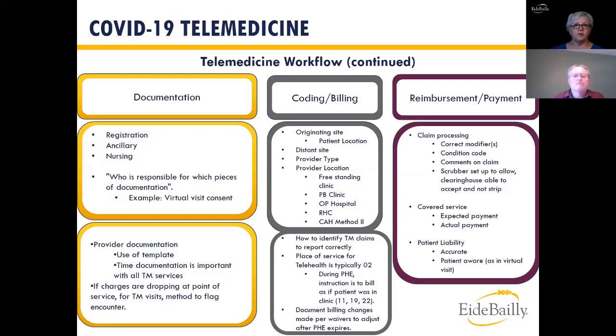And then the reimbursement and payment. The importance of modifiers, condition codes, and comments on the claims if you have to put them, being sure that we not only have our billing system set up, but also our clearinghouse, our electronic health record, and all of those types of things. So it's really just laying out here what you need to have in place.